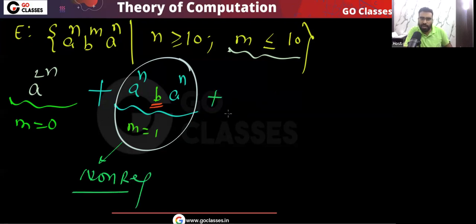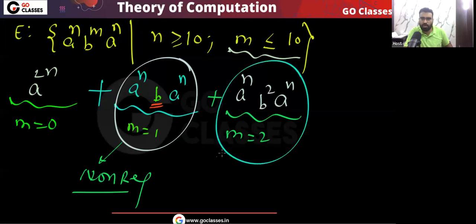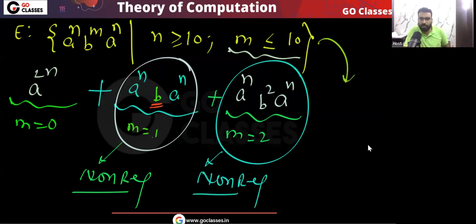For example, if you put m equal to 2, then also you can easily see the same thing. Okay, b power 2, again there is a power n, a power n. So again you can see this is also non-regular. Okay, so basically it is a very simple point that m is less than or equal to 10. Maximum you can have some 10 b's.